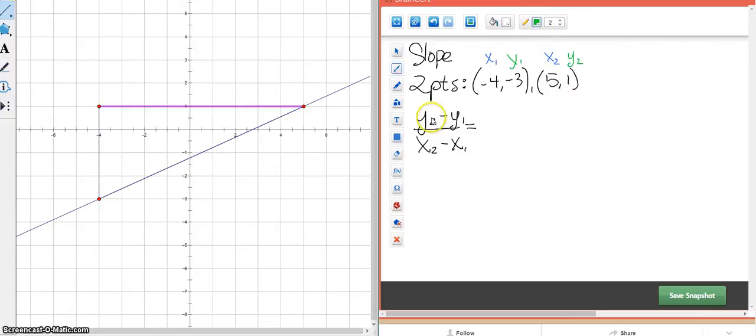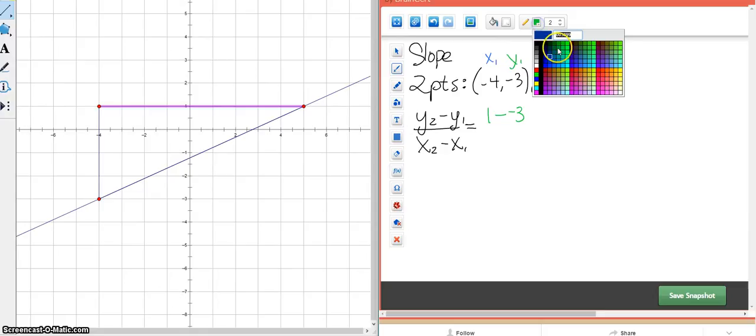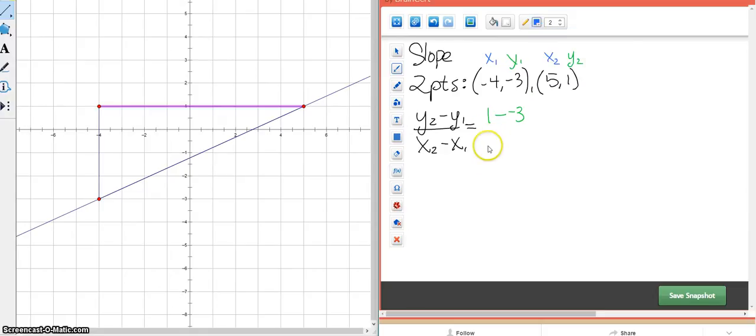So my y2 is 1 minus, and y1 is -3. My x2 is 5. My x1 is -4. My calculations would tell me that this is 4 over 9. That's my slope.